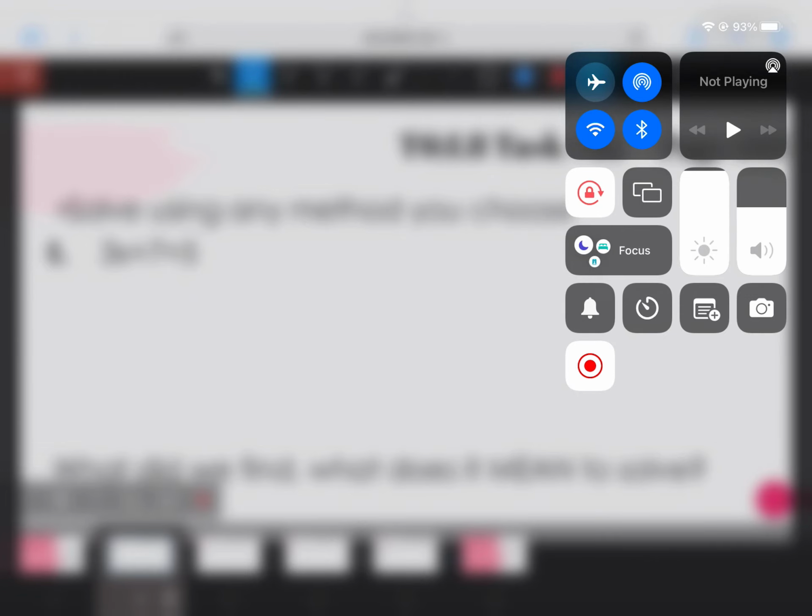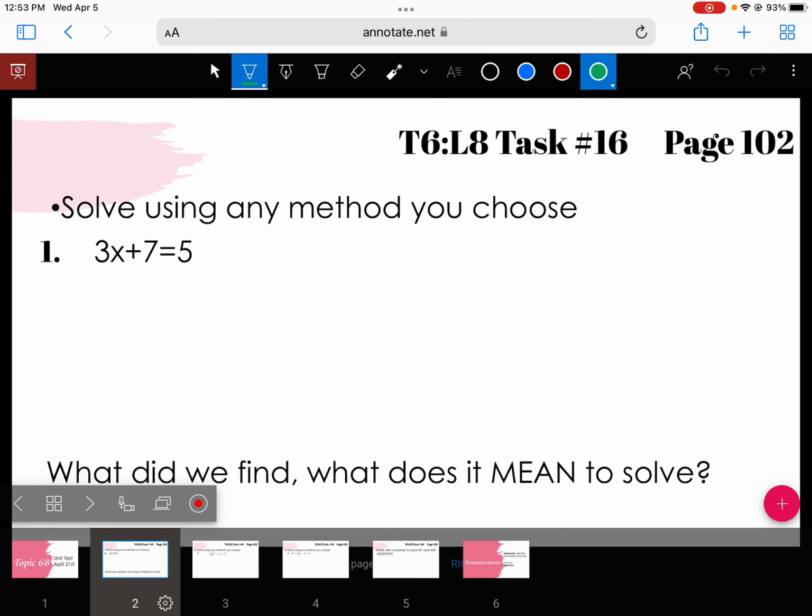Okay, and we're live here in class period 6. This is 6, right? We are on page 102, task number 16, and we are solving using the any method.